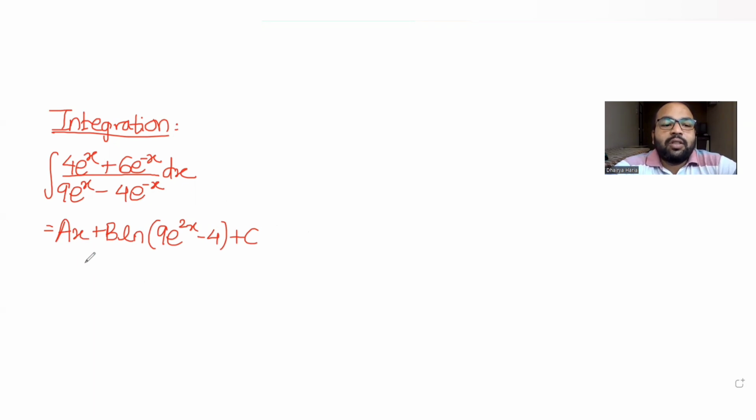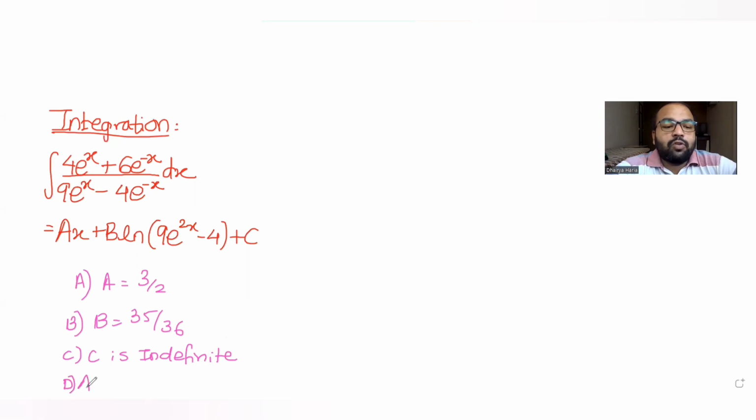And further, the four options that we have been given are: A, a is equal to 3 by 2; B, b is equal to 35 by 36; C, C is indefinite; and D, a plus b is minus 19 by 36. Now we need to find what are the correct answers, and this is a multiple answer question, so you can have more than one correct answer also, right?